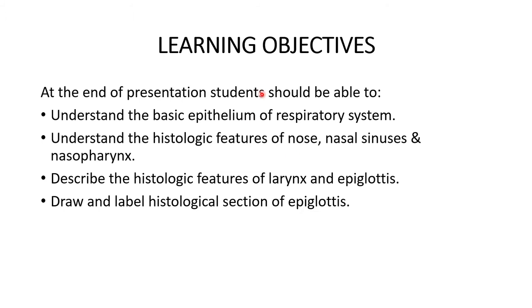The learning objectives would be that students should be able to understand the basic epithelium of the respiratory system, understand the histological features of the nose, nasal sinuses and nasopharynx, describe the histologic features of the larynx and epiglottis, and then you should be able to draw and label a histological section of the epiglottis.